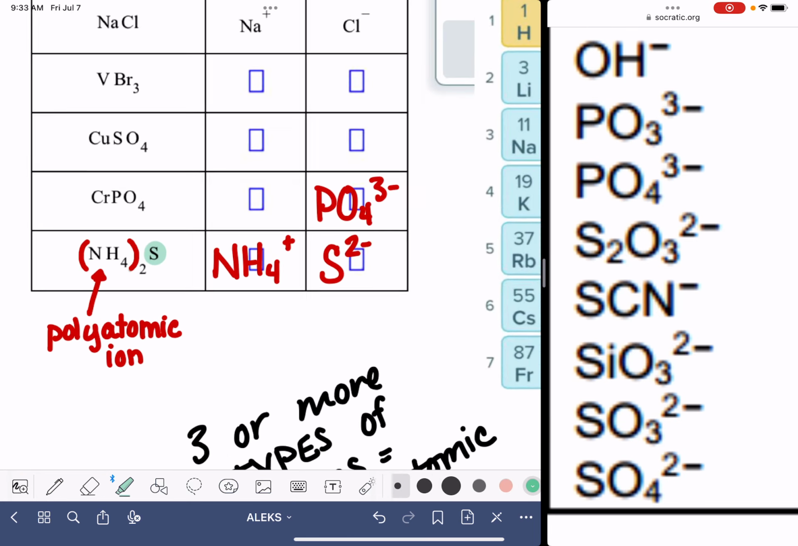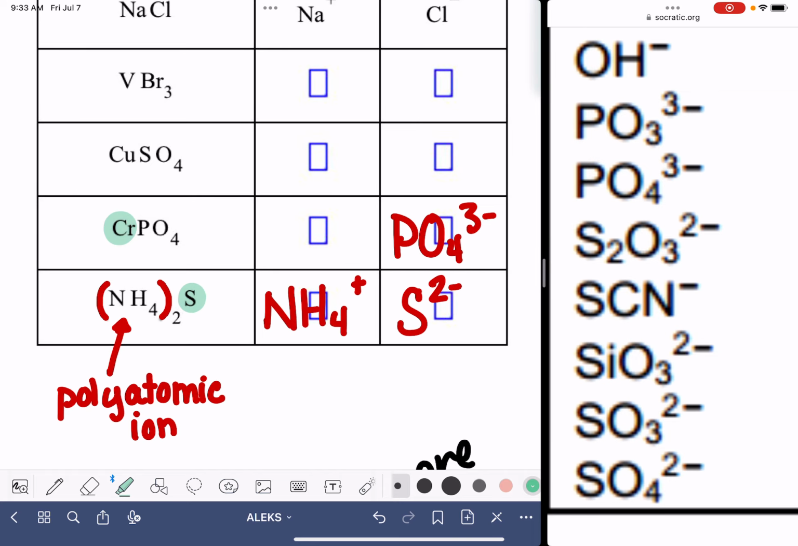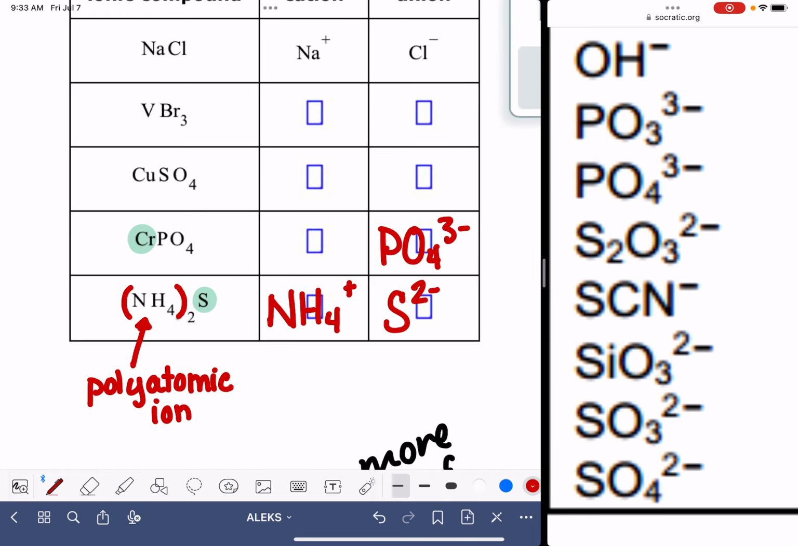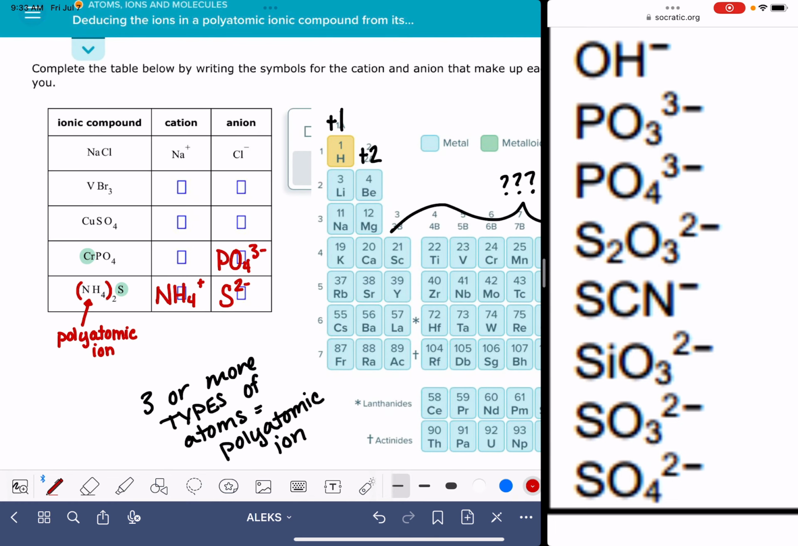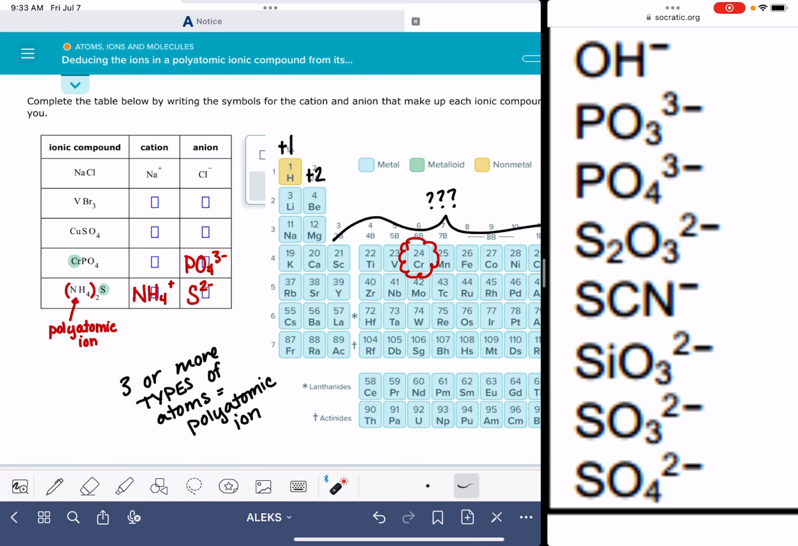And since we know that that's our anion, that means that the chromium must be our cation. So let's go check out the periodic table and see what its charge is. Here is chromium, and it is in the area of the periodic table where we cannot easily predict the charge on that particular ion. So how are we going to figure it out?